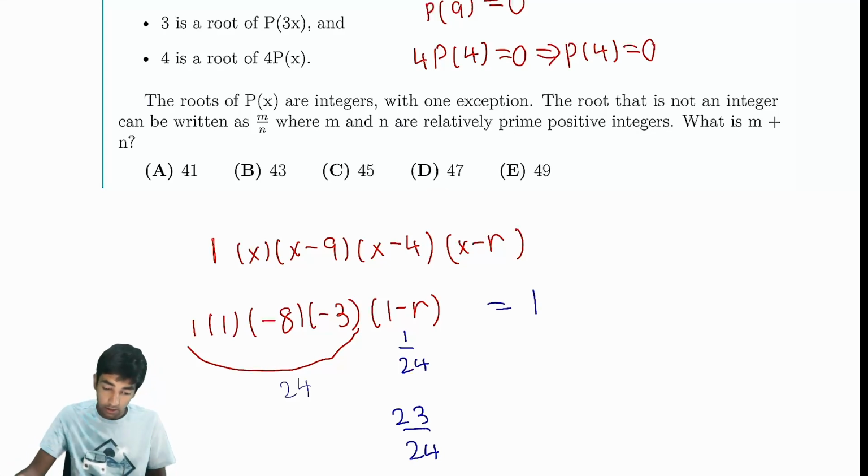And that root that's not an integer is 23 over 24, which has a sum. Add these two, you get 47, which is the answer.